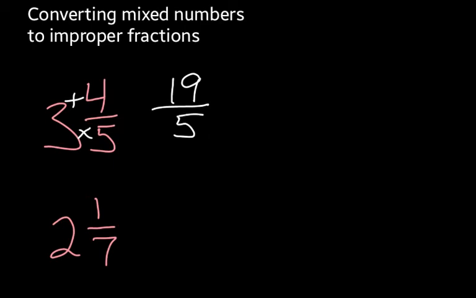If we try it with our other one, same thing, 7 times 2, our denominator times our whole number, plus 1, 7 times 2 is 14, plus 1 is 15 sevenths. And we've just converted those mixed numbers into improper fractions. And if you wanted to, you could check those by dividing them. 19 divided by 5, 5 goes into 19 3 full times with 4 left over. And you get 3 4/5. Same thing would happen with 2 1/7 and 15/7.